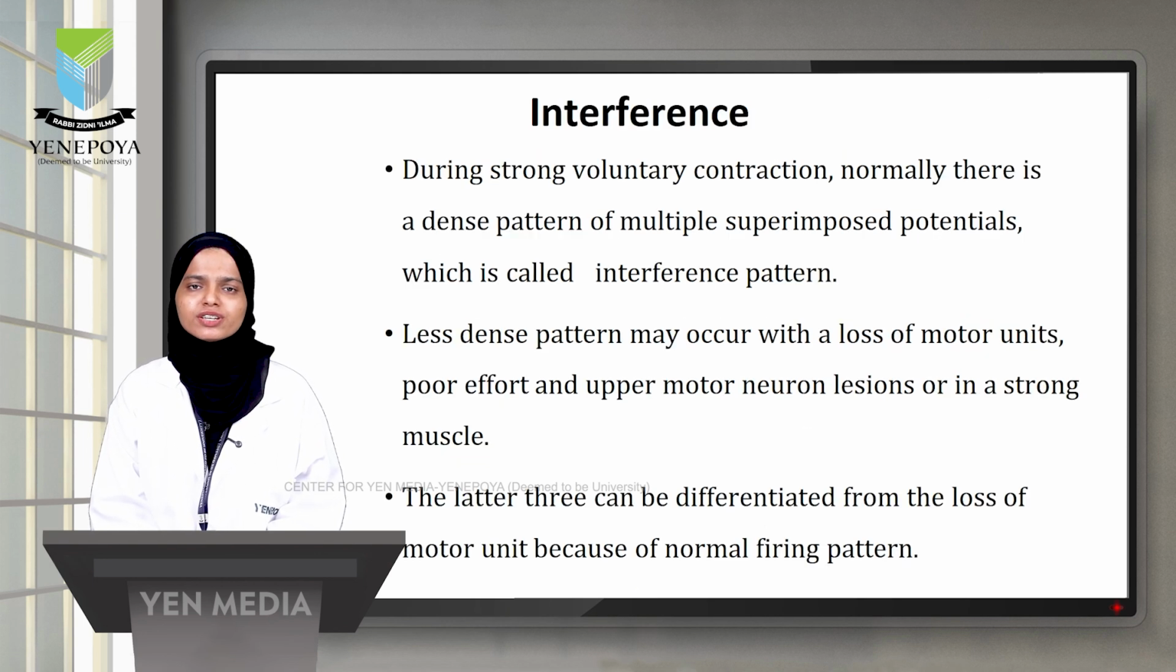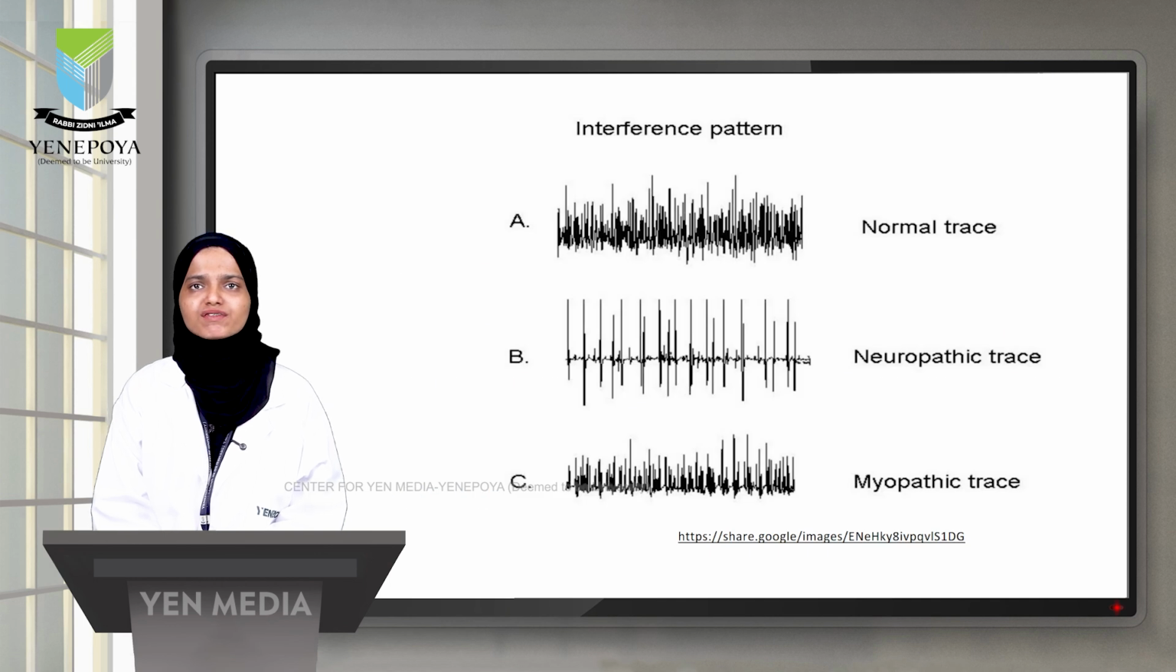Interference. When the patient is asked to make a voluntary contraction or a strong action, there will be a dense pattern of multiple electrical potentials, which is known as interference pattern. A less dense pattern may occur with the loss of motor units, poor effort, upper motor neuron lesion or in a weak muscle. The latter three can be differentiated if there is a normal firing pattern. If there is an abnormal firing pattern, it is considered to be loss of motor units. This is how the trace of interference pattern will look in the EMG recording.